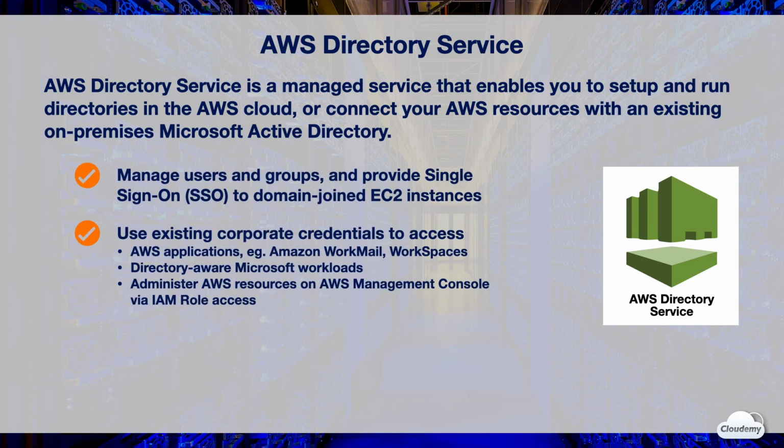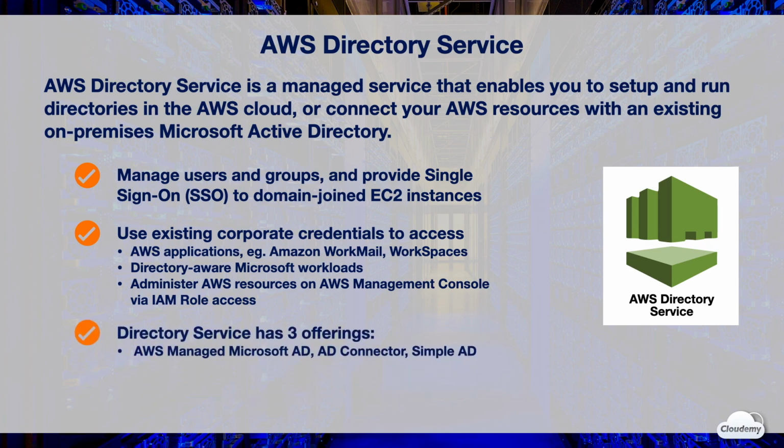AWS Directory Service allows your end users to use existing corporate credentials to access AWS applications, such as Amazon Workspaces, Amazon Workdocs, and Amazon Workmail, as well as directory-aware Microsoft workloads, including custom .NET and SQL Server-based applications. It also enables you to use existing credentials to administer AWS resources on the AWS Management Console using IAM role-based access. AWS Directory Service has three offerings, which are AWS Managed Microsoft Active Directory, Active Directory Connector, and Simple Directory.